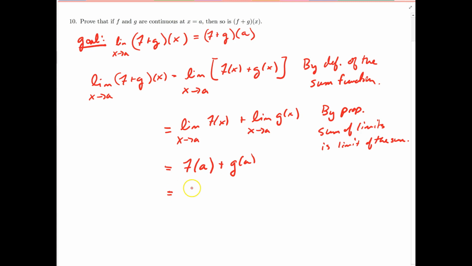Okay. Well, what is this function here? Well, this is just f plus g of a. So it's the sum function evaluated at a. And notice that we've met our goal. So fill in the box and say, yep, we did that proof. Okay. So let's jump back to the previous page.